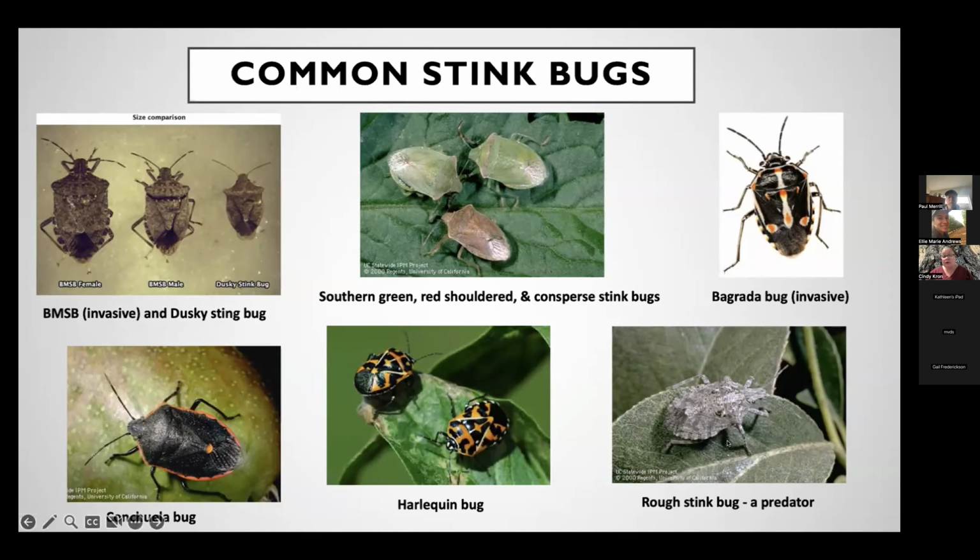And then here's a photo of rough stink bug, which is a predator. So that's something to keep in mind. Not all stink bugs are bad. Not all thrips are bad. There are predators within the same family, so we can't think of them all as bad. And it's important to be able to identify what it is you're dealing with so that you're not applying a control measure that kills your natural enemies without knowing that it's a natural enemy.